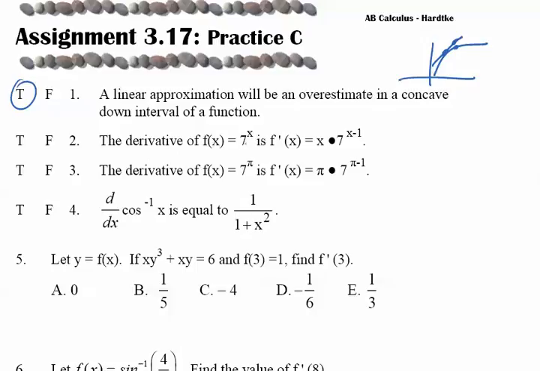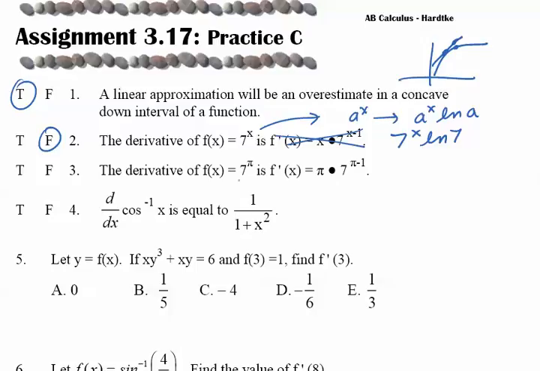The derivative of 7 to the x. Well, think of our rule for a to the x. Our derivative of a to the x is a to the x ln of a. So this should be 7 to the x ln of 7. So not the power rule or some version of it. So this is definitely not the derivative.